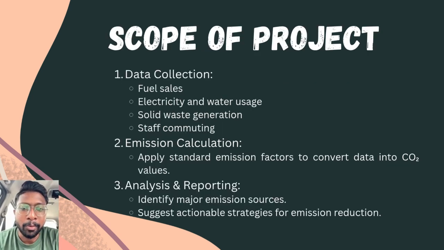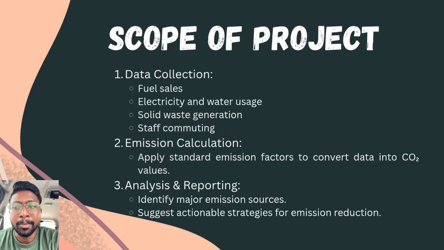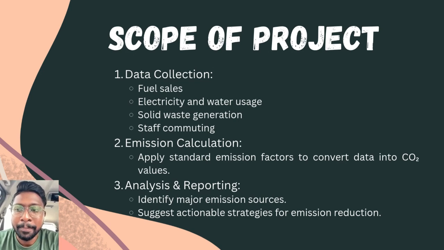The next part will be the scope of the project, or the limitations that we set for this study. There will be three parts that we will be covering in this carbon analysis. The first is data collection, the second is emission calculation, and the third is analyzing and reporting. Under data collection, we will be collecting several parameters, which are fuel sales, electricity and water usage, solid waste generation, as well as staff commuting to work.